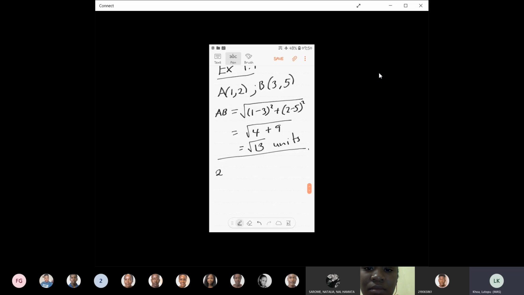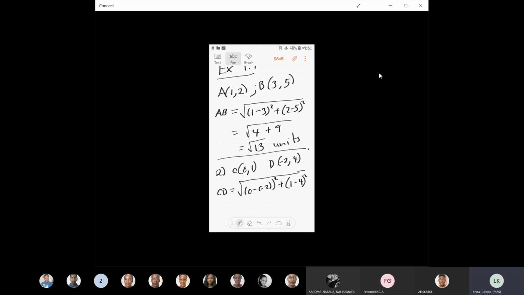Number 2, C is 0, 1, and D is -2, 4. The distance CD is just the square root of 0 minus -2, and then I have to square it, and then 1 minus 4 squared. Okay, 0 minus -2 is just +2. Positive 2 squared is 4. And then 1 minus 4, this is equal to 3.